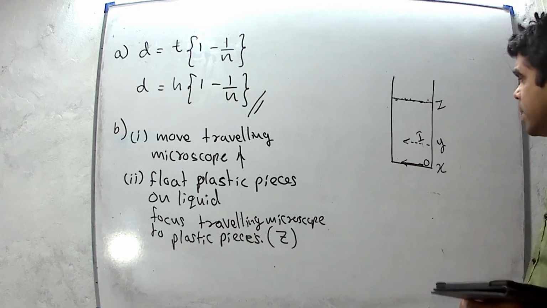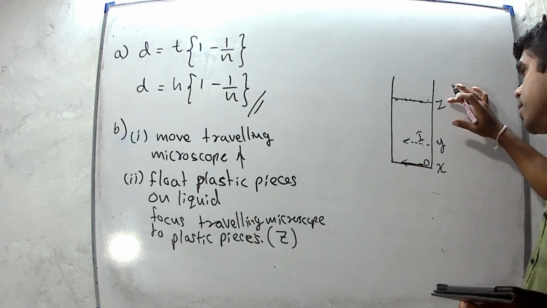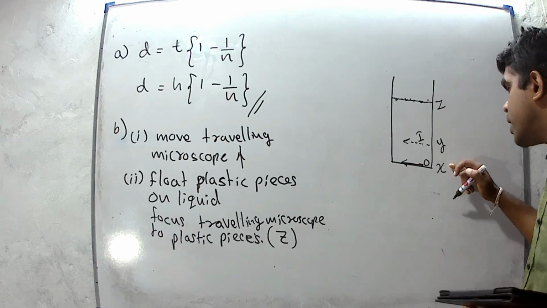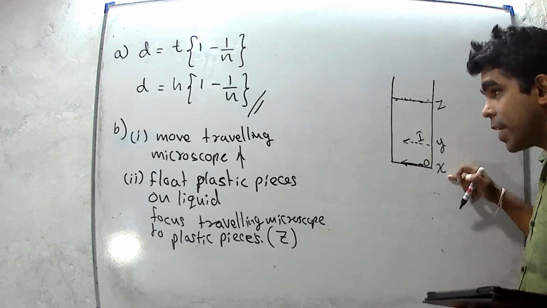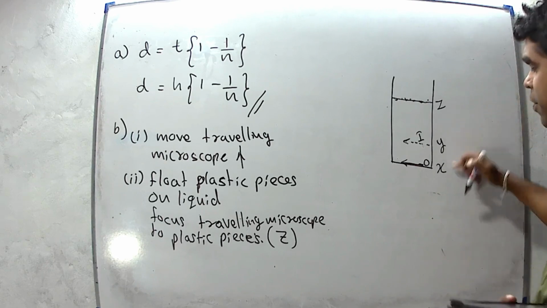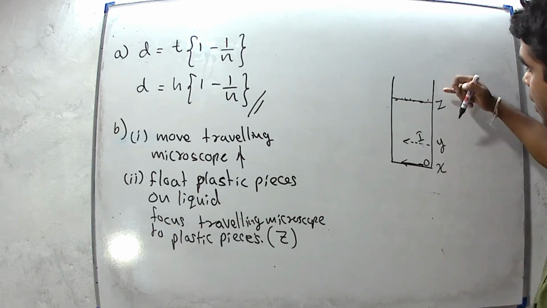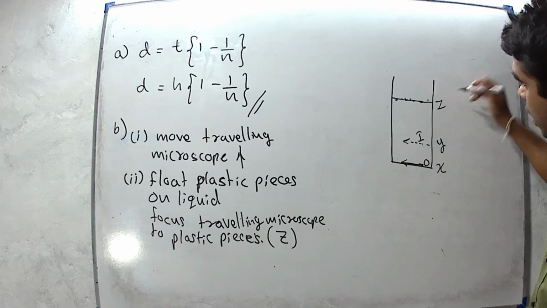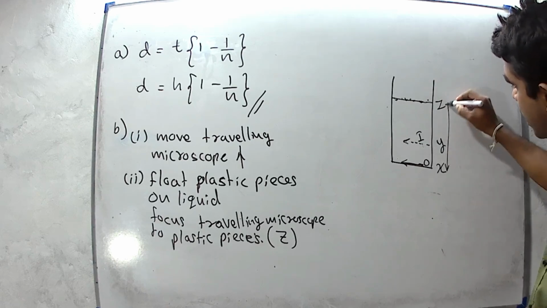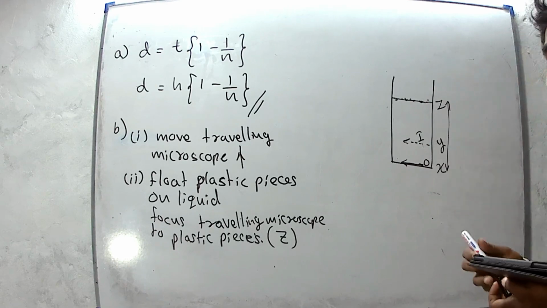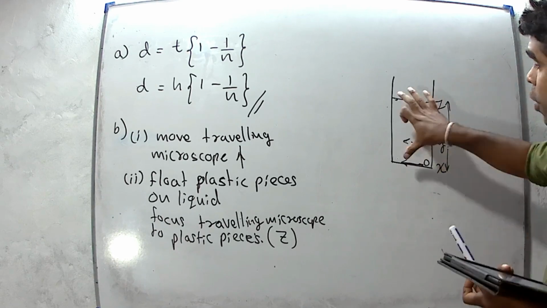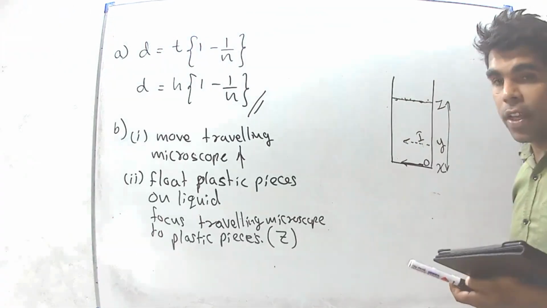Now we can get the apparent displacement as Y minus X, the difference between Y and X. And the real depth is the gap between Z and X. We have to subtract X from Z to get the real distance. It means the height of the liquid.